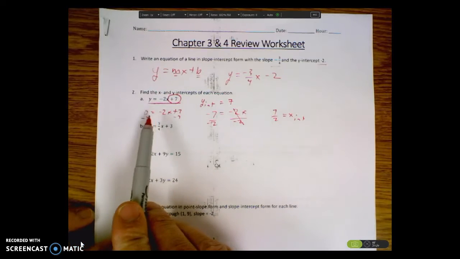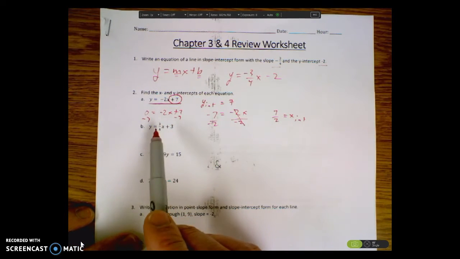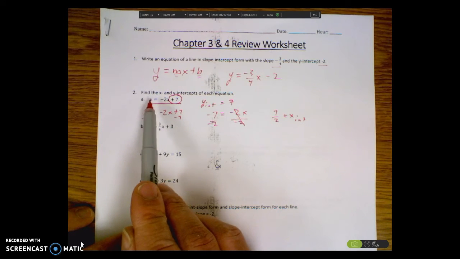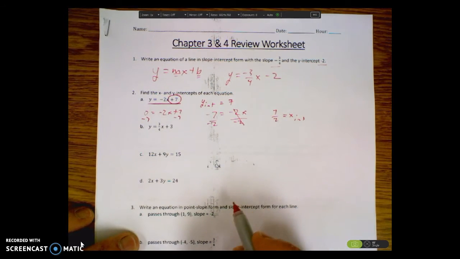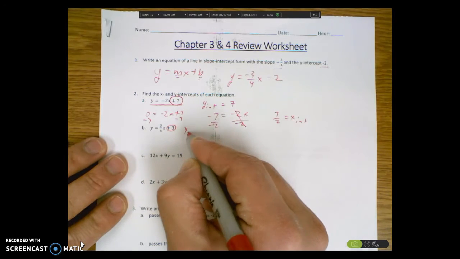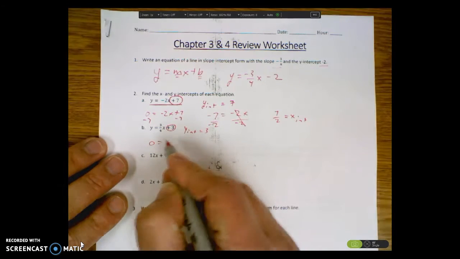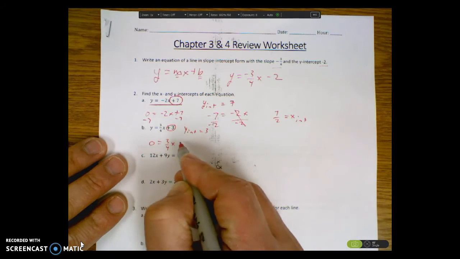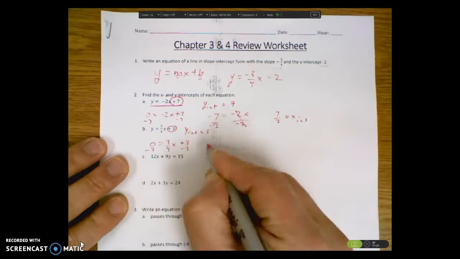All right. So again, to find the x-intercept, where our line crosses the x-axis, I plug in 0 for y, because anytime the y-coordinate is 0, we are on the x-axis. All right. So B is going to be very similar. We already know the y-intercept. The y-intercept is 3, and then I'm going to plug 0 in for y to get the x-intercept. So subtract 3 from both sides.